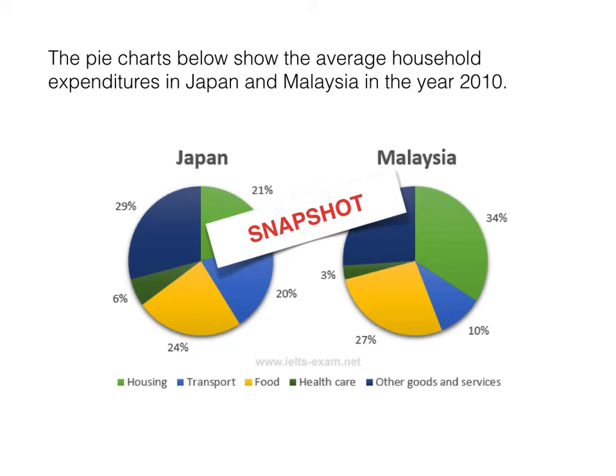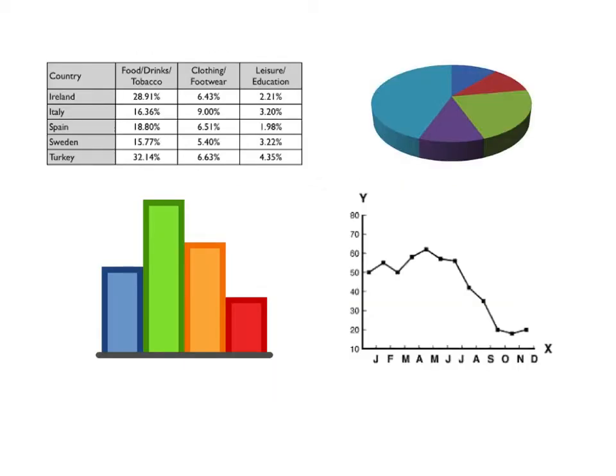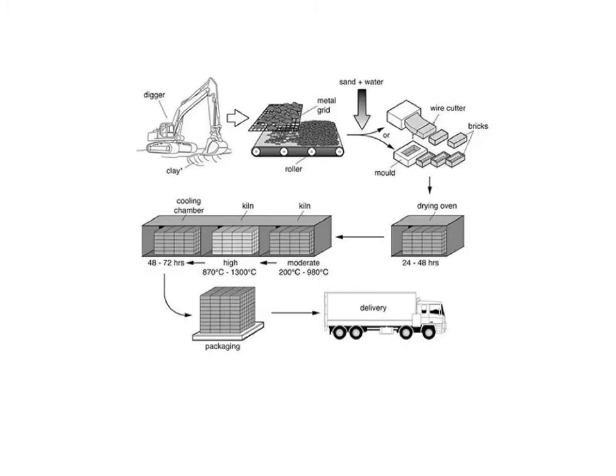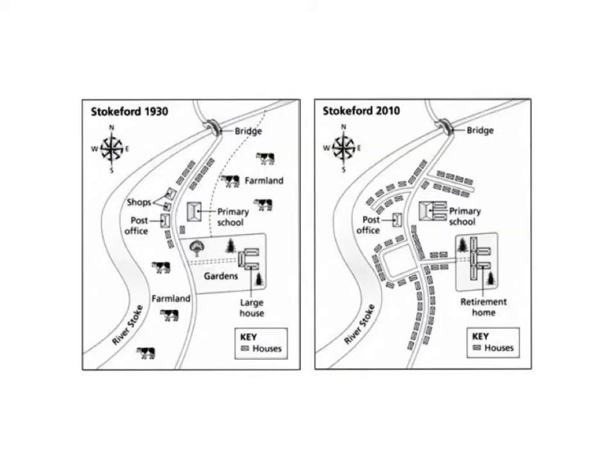Here are the four main types of visuals. We've got a table, a pie chart, a bar chart, and the line graph. You may also be asked to describe something like this. This is a process or a map.